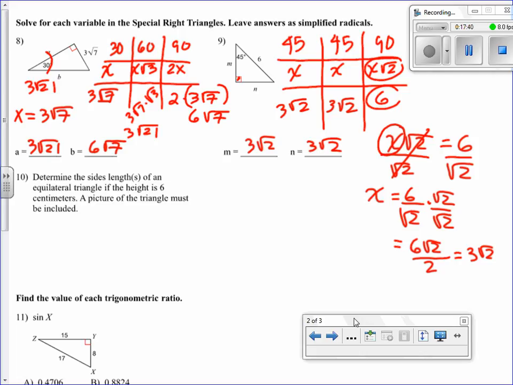But on the right-hand side, I end up with 6 over the square root of 2, which I'm not allowed to leave in that form. So I had to multiply the bottom by the square root of 2, and whatever I do on the bottom, I do on the top. And so then 6 times the square root of 2 is just 6 times the square root of 2. But the square root of 2 times the square root of 2 is the square root of 4, which equals 2. So that's where this 2 came from. And then I divided 2 into 6 and got 3. Okay? Anybody else?